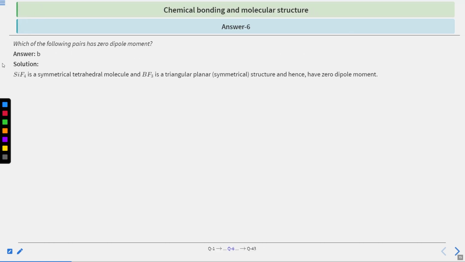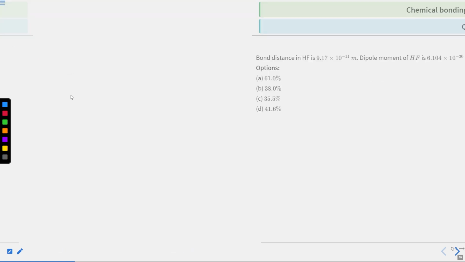Okay, so the correct answer will be option number B. SiF4 is a symmetrical tetrahedral molecule and BF3 is trigonal planar, that is a symmetrical structure, and hence they have zero dipole moment. Hence the correct option is option number B. Let's move on to the next question.